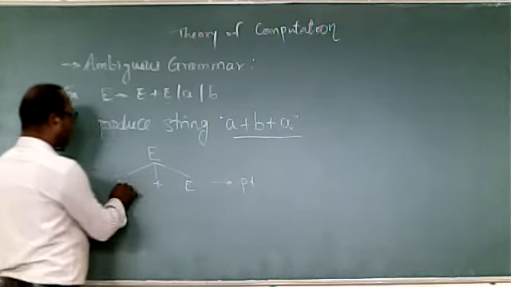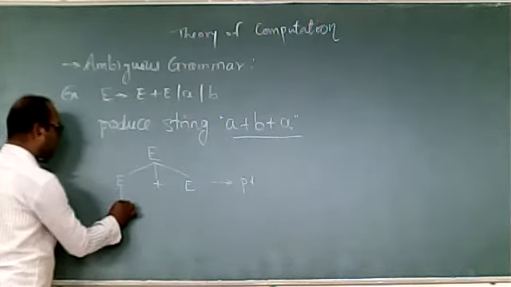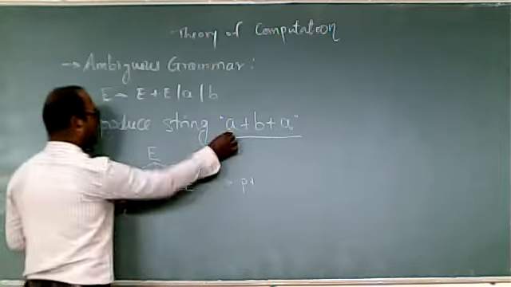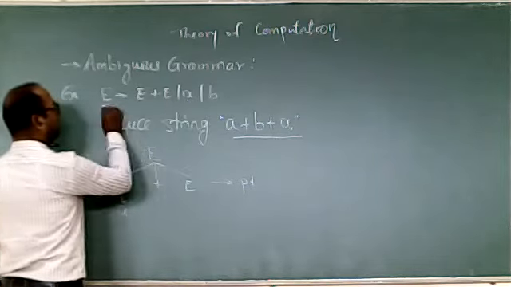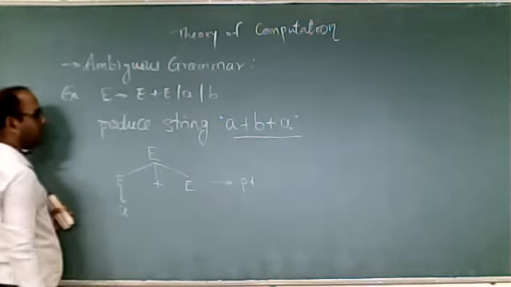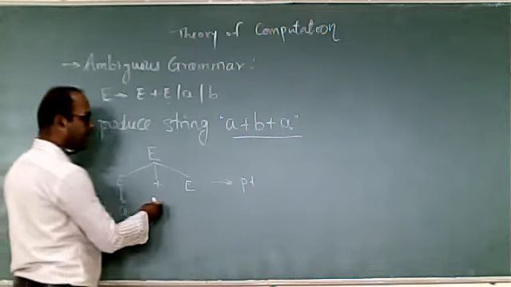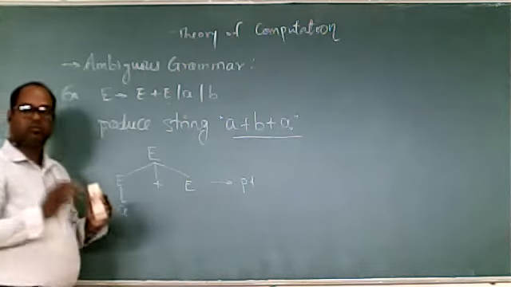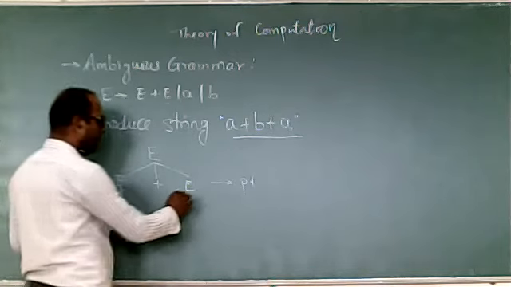Now, this E, what do I want? A plus B plus A. This E I can replace with A, because the initial alphabet I want is A. E tends to A. This production I am using to generate this. The plus symbol will remain as it is because it is a terminal. We cannot expand it. We can expand only the variables.